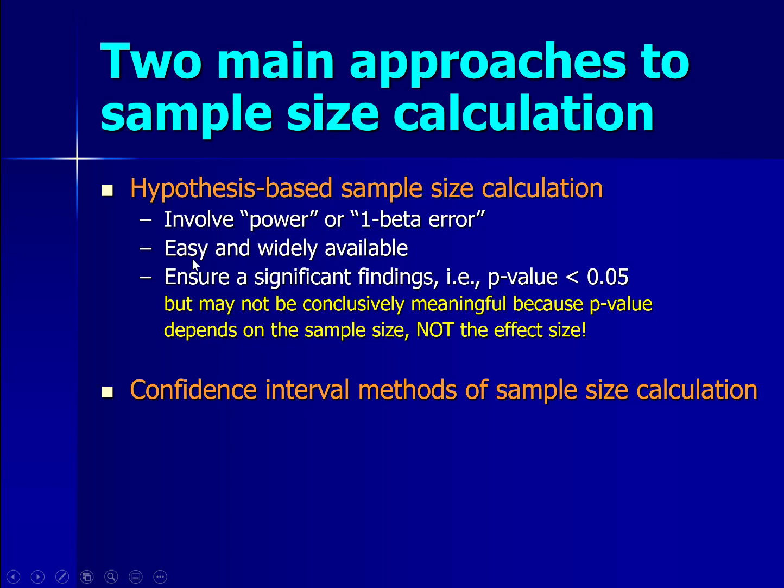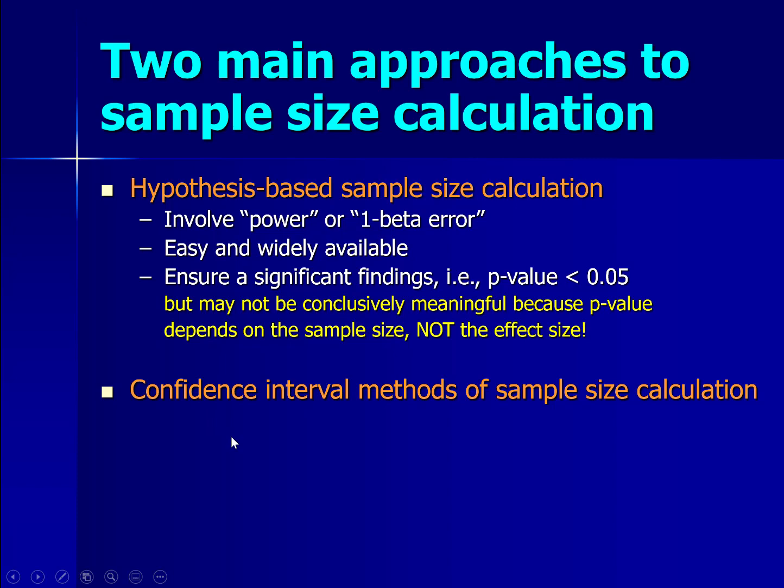This method is usually easy and widely available. It just ensures a significant finding. That means the p-value is expected to be less than 0.05. But it may not be conclusively meaningful, because the p-value depends on the largeness or smallness of the sample size, not the effect size. But usually we base the conclusions on the effect size we study. So be careful about this method.